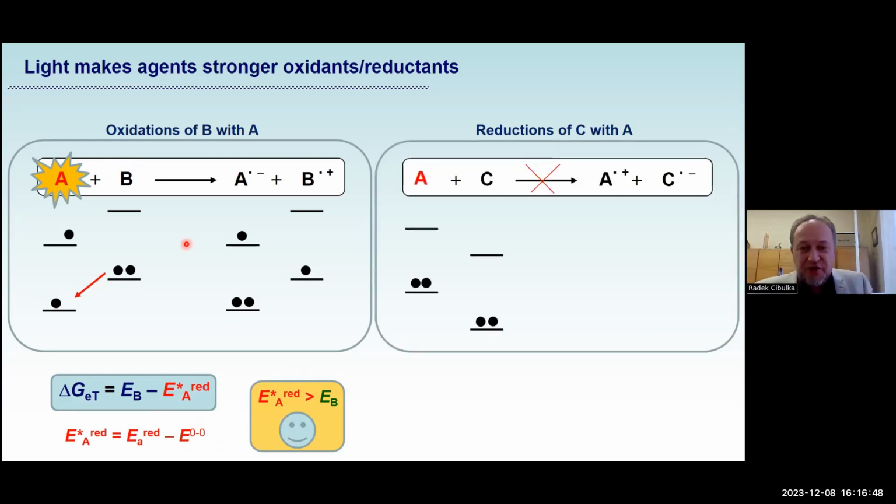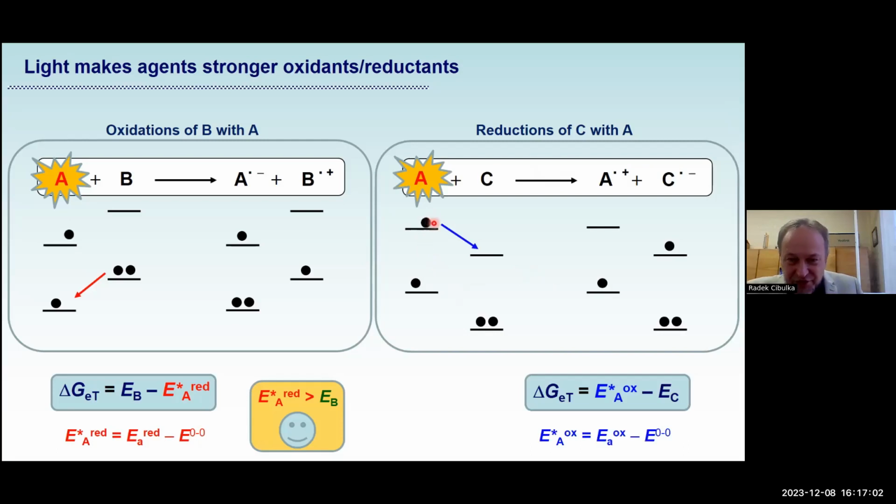And the same works for reduction. So I will go much quicker. If we reduce C with A, we can have this situation. But after excitation, we now have the possibility that the electron can go to C, and C is then reduced by A in the excited state. And in the case of reductions, we, of course, need that the excited state potential of our catalyst is much more negative in comparison with our compound.